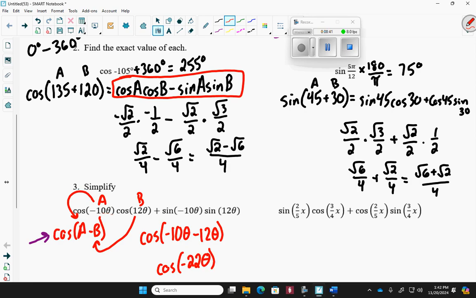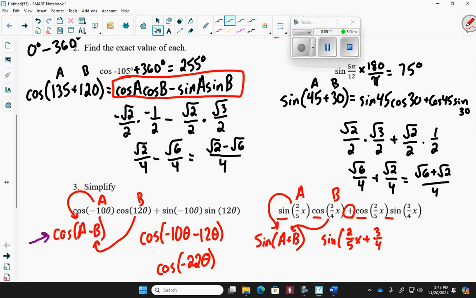Same concept for the next one. I'm going to go ahead and speed up just for time's sake, and that is we need to, again, determine what it is. And because it's sine, cosine, plus cosine, sine, that is going to be a sine A plus B situation. So this is my A, this is my B. So again, substituting here, substituting that, it becomes sine 2 over 5x plus 3 over 4x.